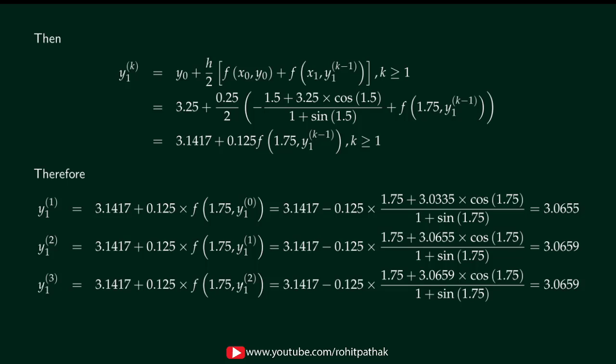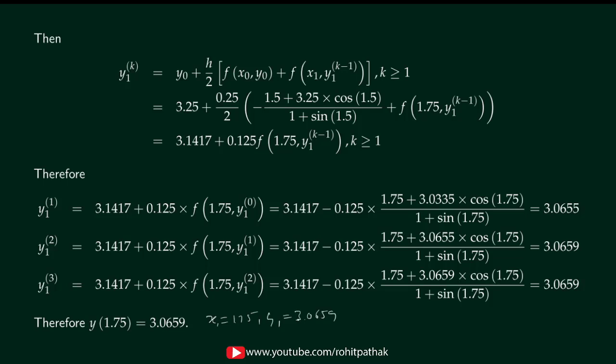So this is the formula. Here we replace y1(1) by y1(2). So y1(2) is 3.0659. So we put 3.0659 here. So using the same formula again, we find that y1(3) is 3.0659. So these two values are the same. Therefore, we take the estimation of y1 as 3.0659 because these two values are repeating. So now we have x1 equal to 1.75 and y1 equal to 3.0659.